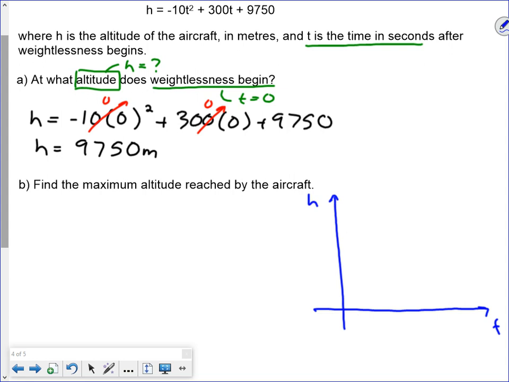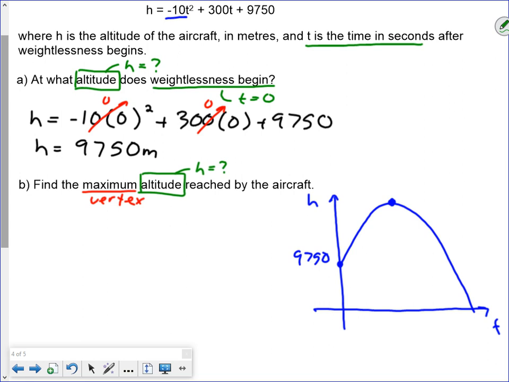We know that weightlessness begins here at 9750. So the height of our aircraft is going to go up, and then it's going to go back down again because this is a parabola that opens down because our a value is negative 10, and that's negative. So parabola opens down. So maximum altitude reached by the aircraft. Okay, if they're asking for maximum, we know that we need to find the vertex. And if they're asking for altitude, altitude of course is a value for h. Okay, so we need the value of h at that vertex.